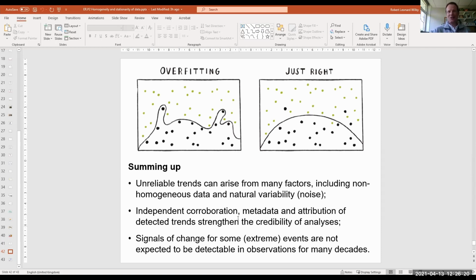So the key message from today is really we need to have a conceptual model or a good physical explanation for why that change is happening. And that means we need to turn to independent data to check the trends and the drivers of the trends. We need to refer to metadata and use this information to really test whether or not we have a credible explanation for the trends that we are seeing through time.